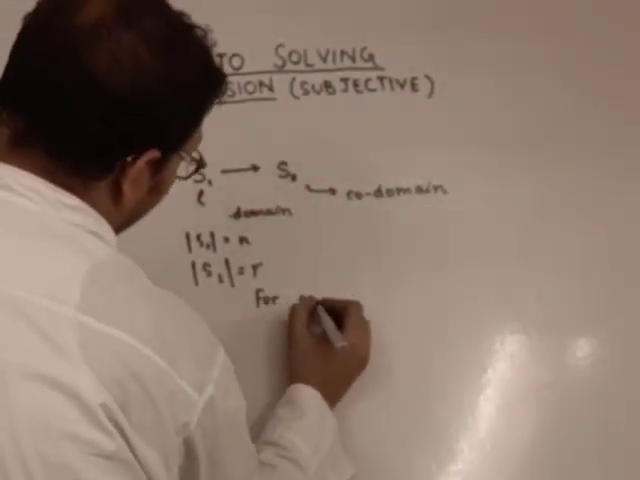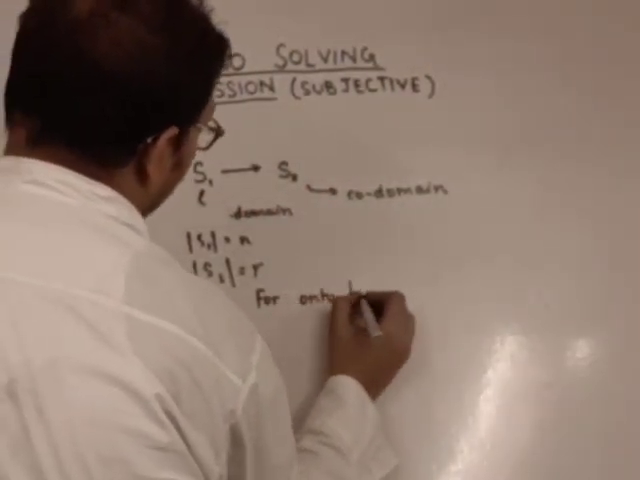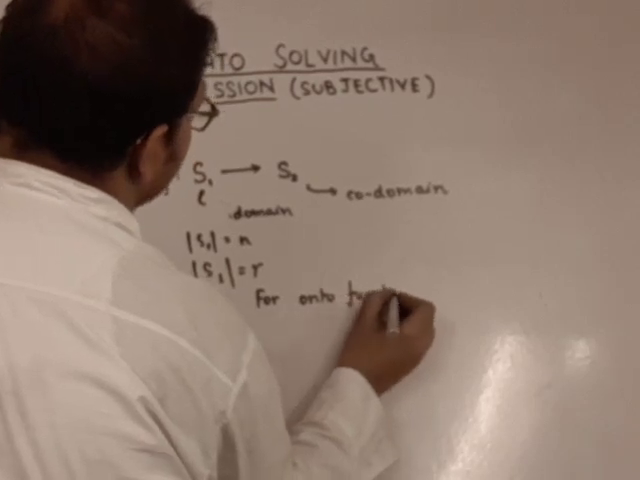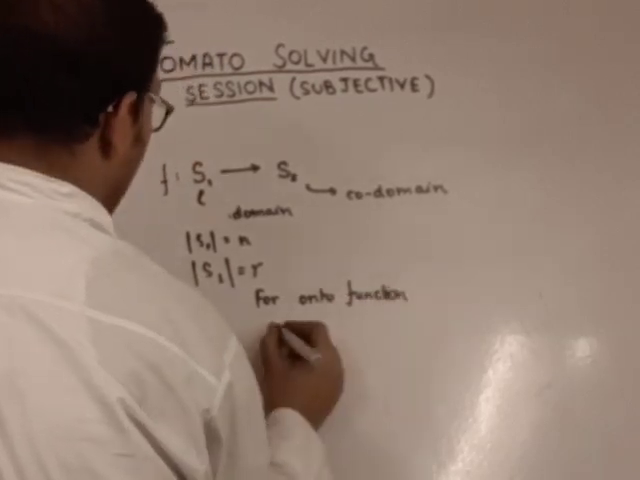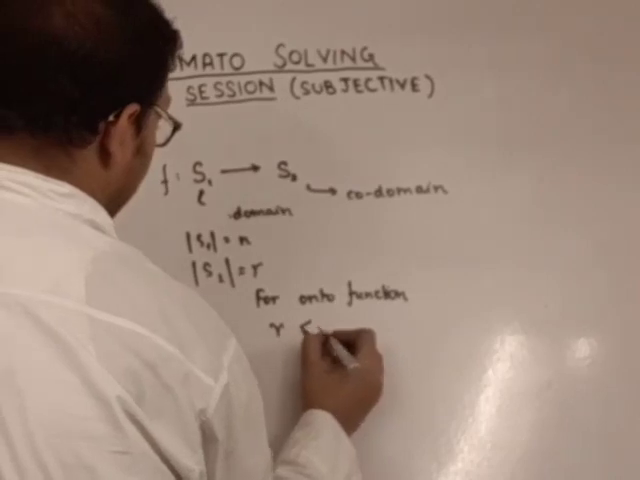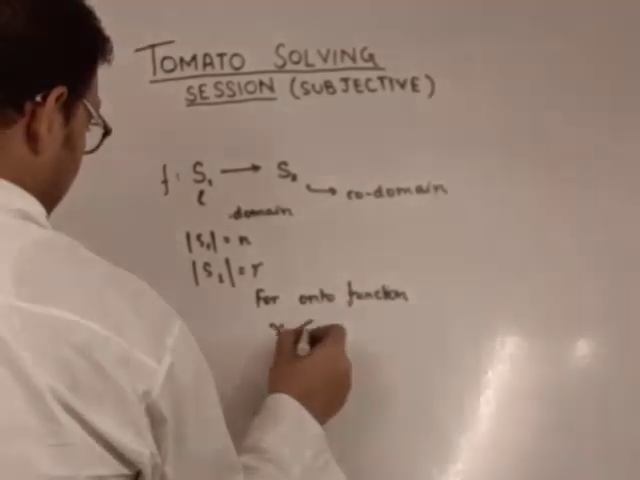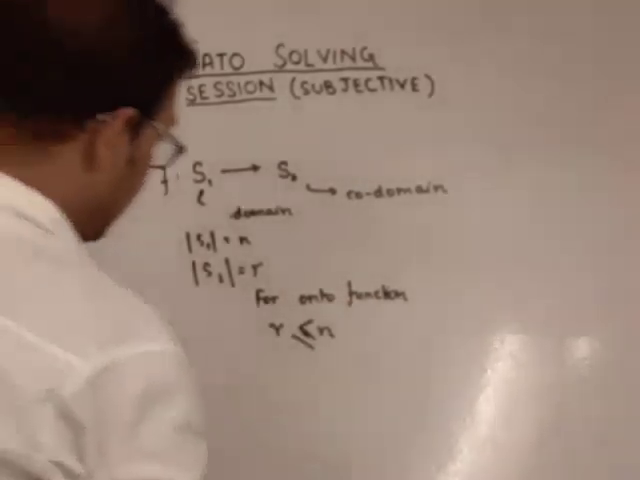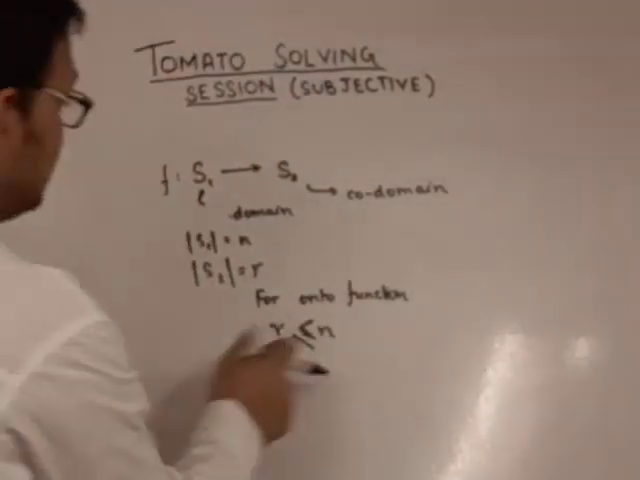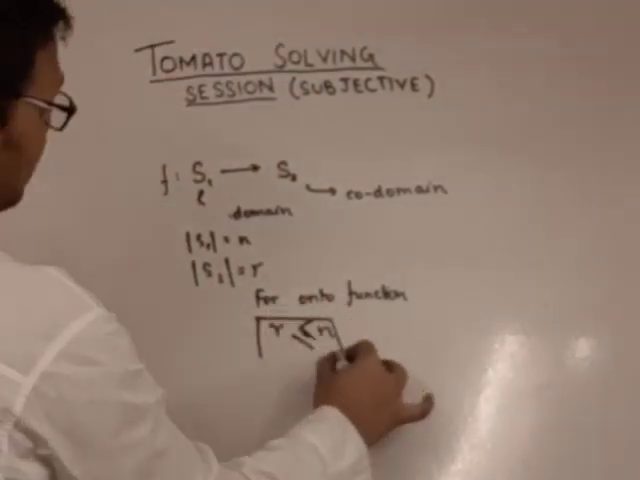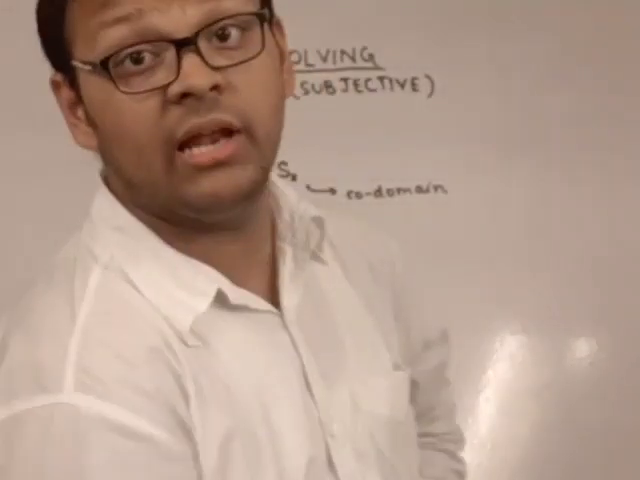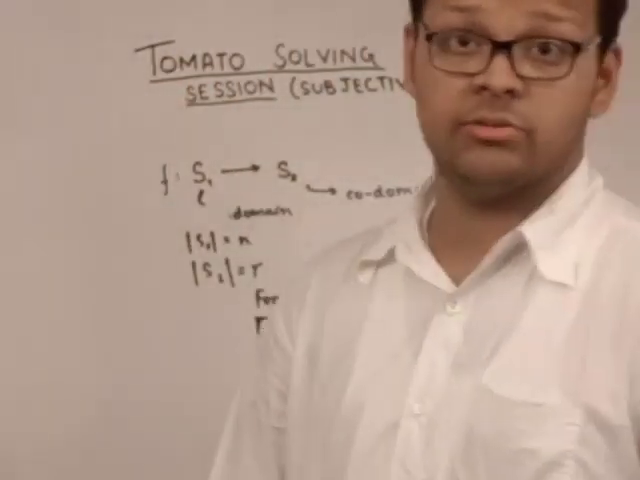For an onto function, r must be less than or equal to n. This is the main criteria for onto functions, which will be utilized throughout the problem that we are going to solve.